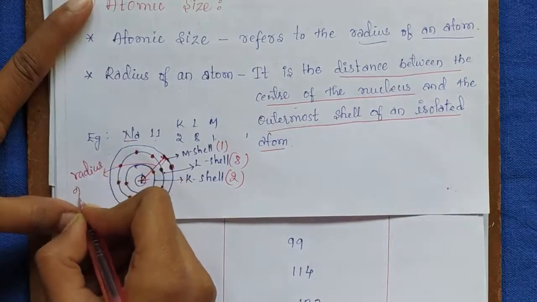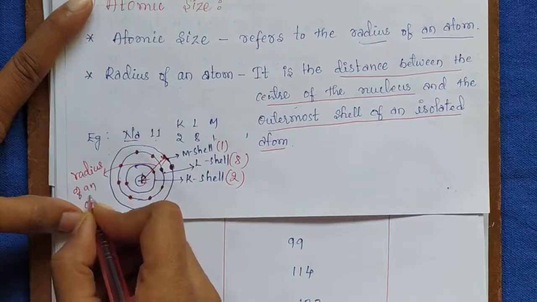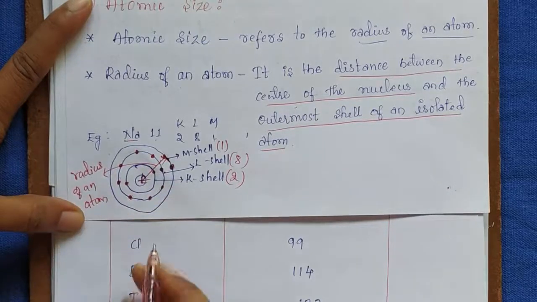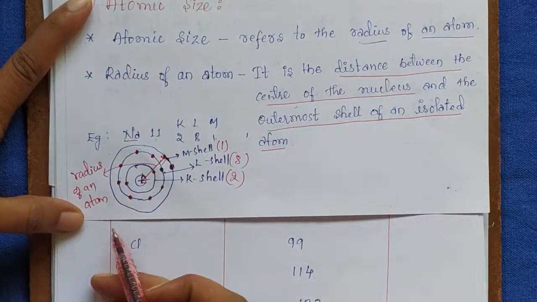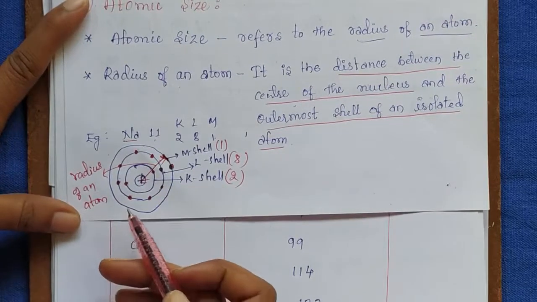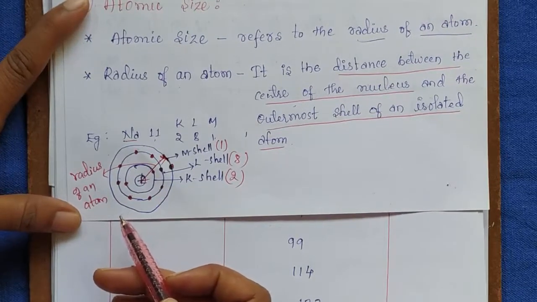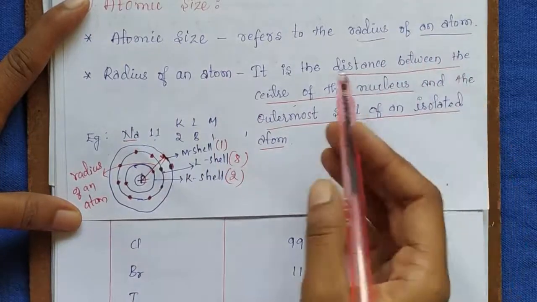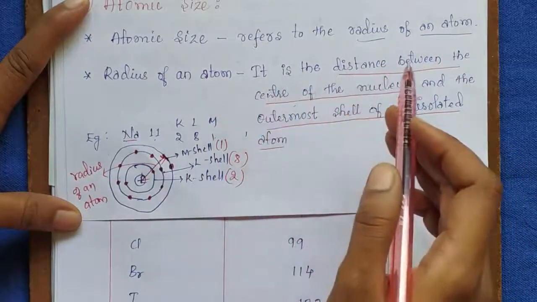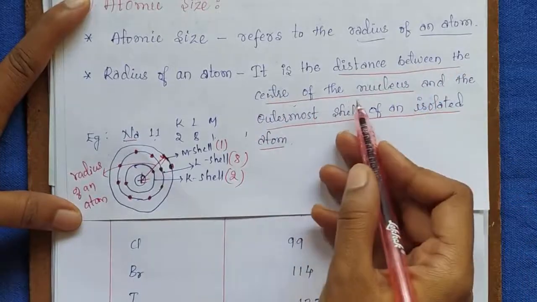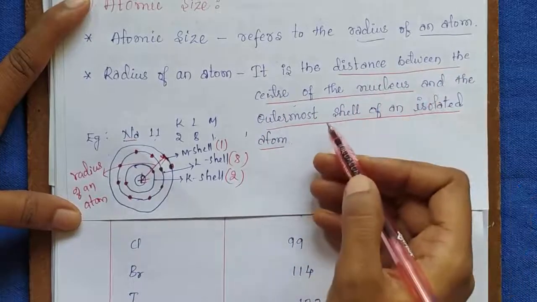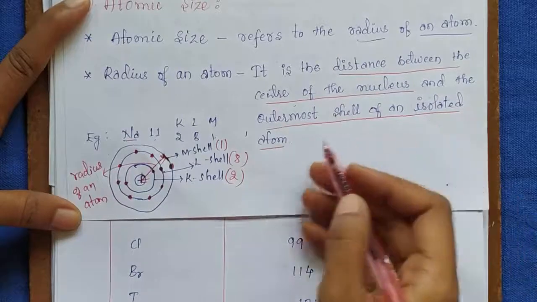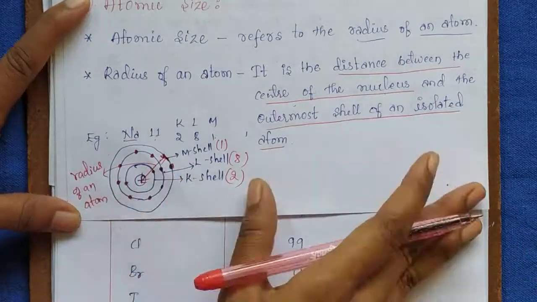is known as the radius of an atom. So atomic size refers to the radius of an atom. The radius of an atom is nothing but the distance between the center of the nucleus and the outermost shell of an isolated atom.